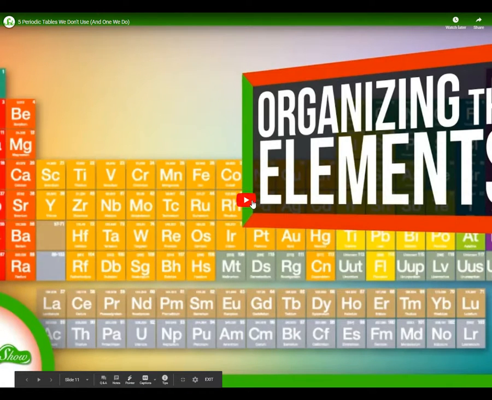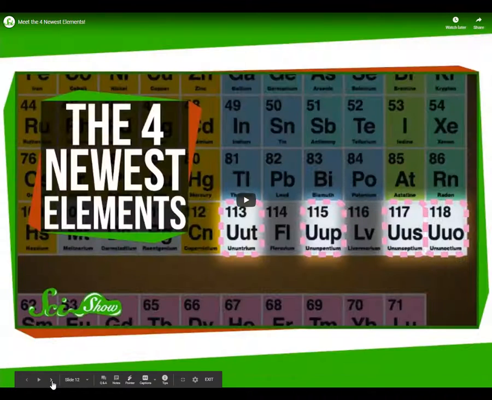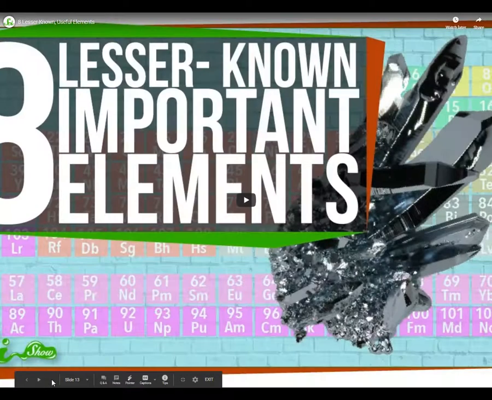All right, here is a short video you guys can look at on YouTube. It's called 5 periodic tables that we don't use and 1 that we do. There's also videos on the SciShow about the 4 newest elements. And our final video here is 8 lesser known important elements, okay? These are fun videos to check out to give you more information about the periodic table.